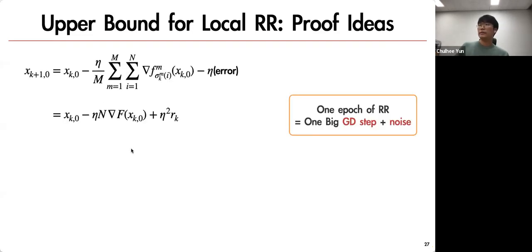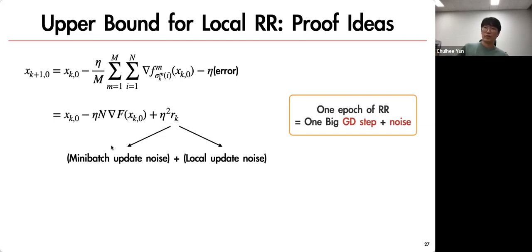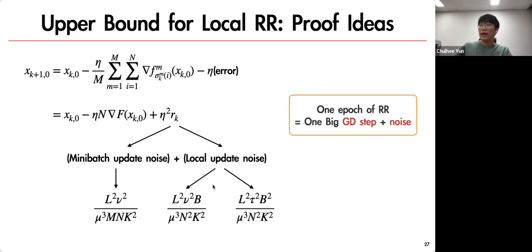Okay, the proof idea is pretty similar, but this noise term R_k now has two different types of noise. One from the minibatch update, and the other that comes from the local updates done inside each local machine. So this results in the same term as the minibatch random reshuffling, and this results in the two additional terms.